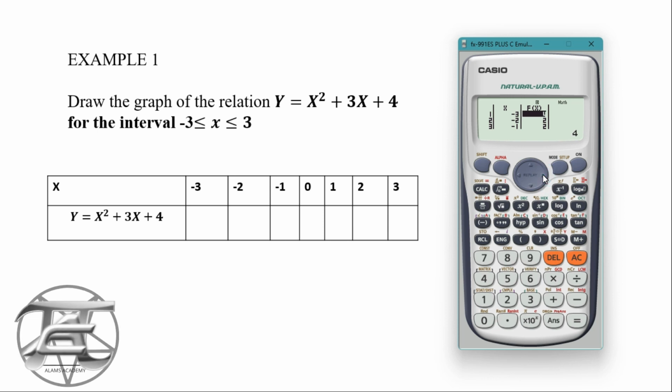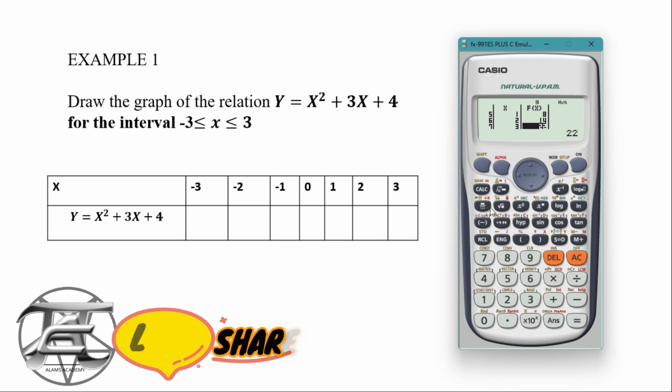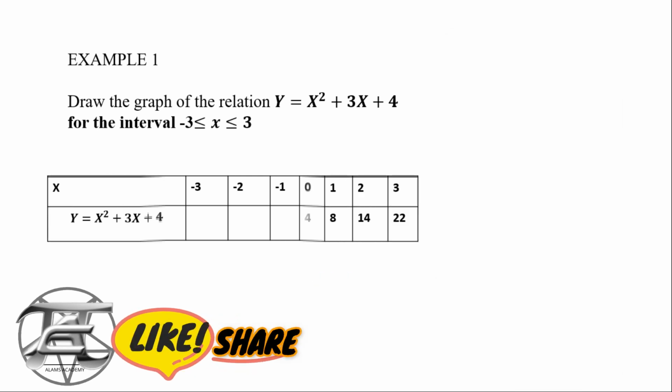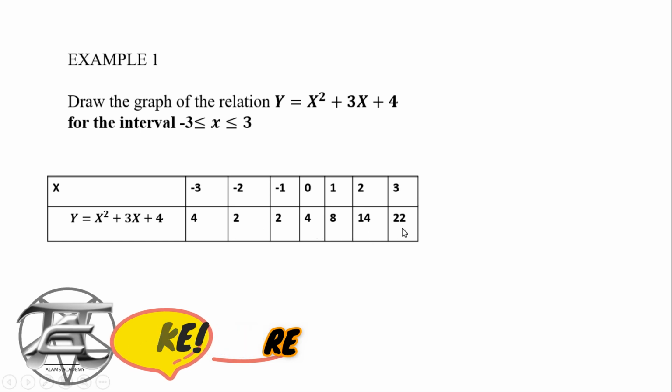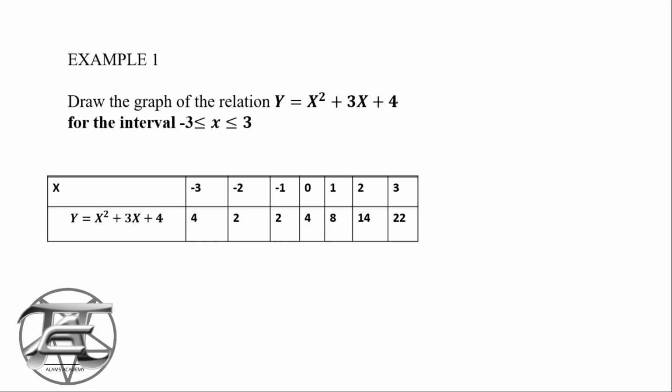So the first number is 4 when you substitute -3 inside. The next is 2 when you substitute -2 inside. The other one too is 2 when you substitute -1 inside. Then when you substitute 0 inside, we have 4. Then we have 6, that is 8, then 14 and then 22. This is very important. Now you fill the table with it: 4, 2, 2, 4, 8, 14, 22. Now you can plot this on the graph, and then you graph your function.